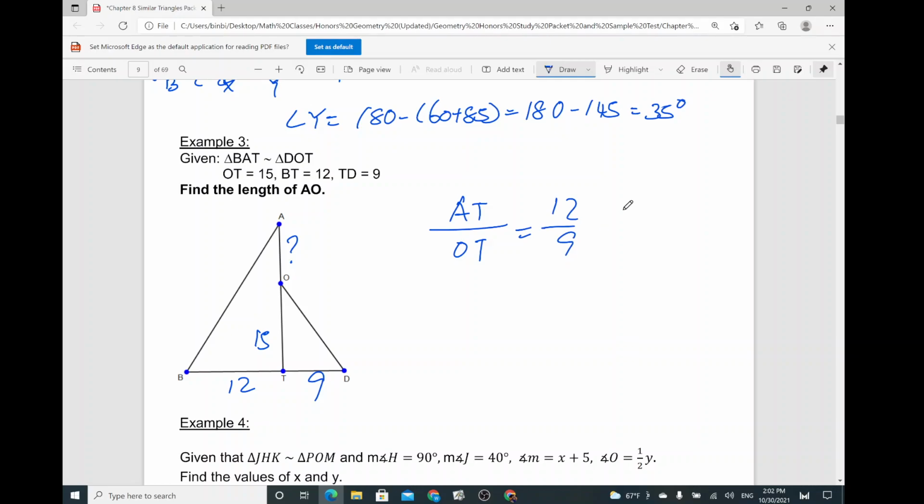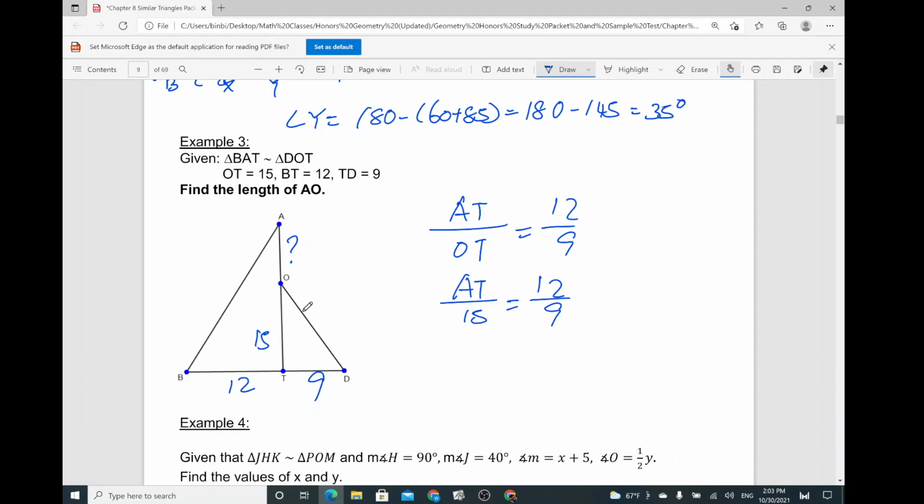One thing that we notice, OT is what? 15. Plug in the number. So 12 over 9. You can always reduce down the number. Once we find AT, we just want to subtract that by 15, and then we can get AO.